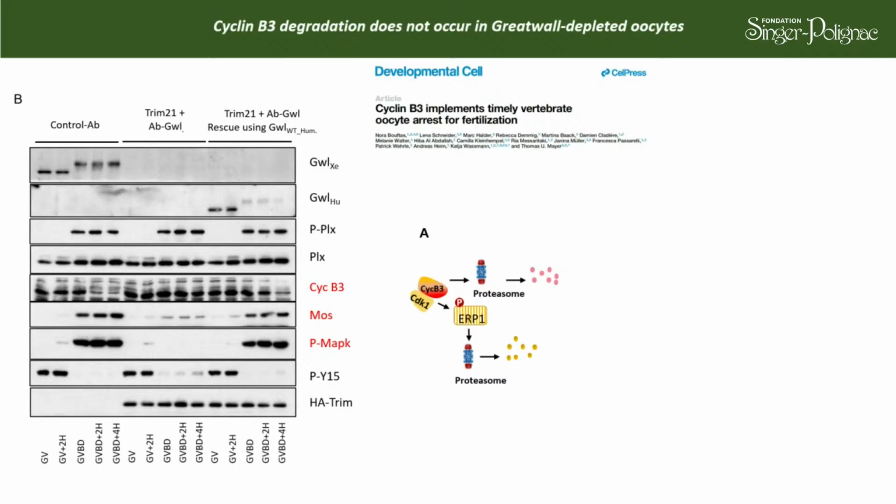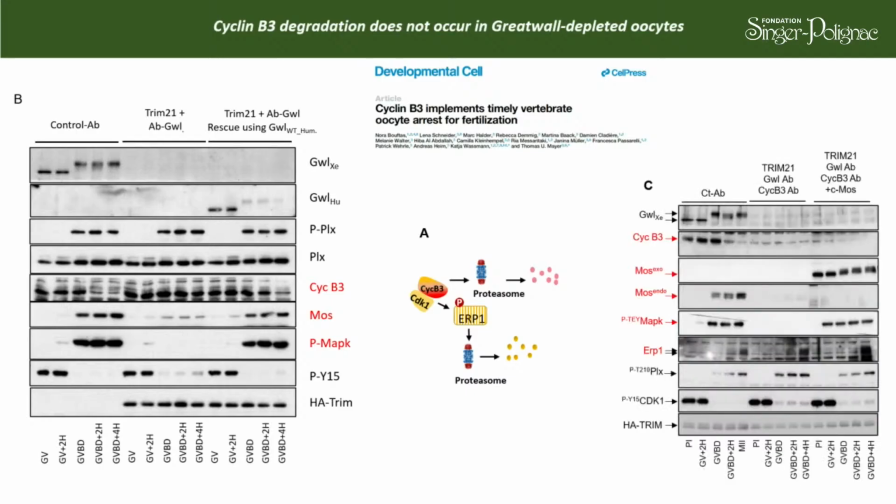So, unlike MOS that was unable to stabilize ERP1, we tried to see whether depletion of cyclin B3 can maintain ERP1 in the absence of Greatwall. To test this, we performed a double degradation with TRIM21, of Greatwall and cyclin B3, and you can see that even in the absence of MOS and MAP kinase, ERP1 is stabilized again in the absence of Greatwall. And this stabilization is enhanced when we add back MOS, meaning that both pathways are involved in this condition to maintain ERP1 stabilized.